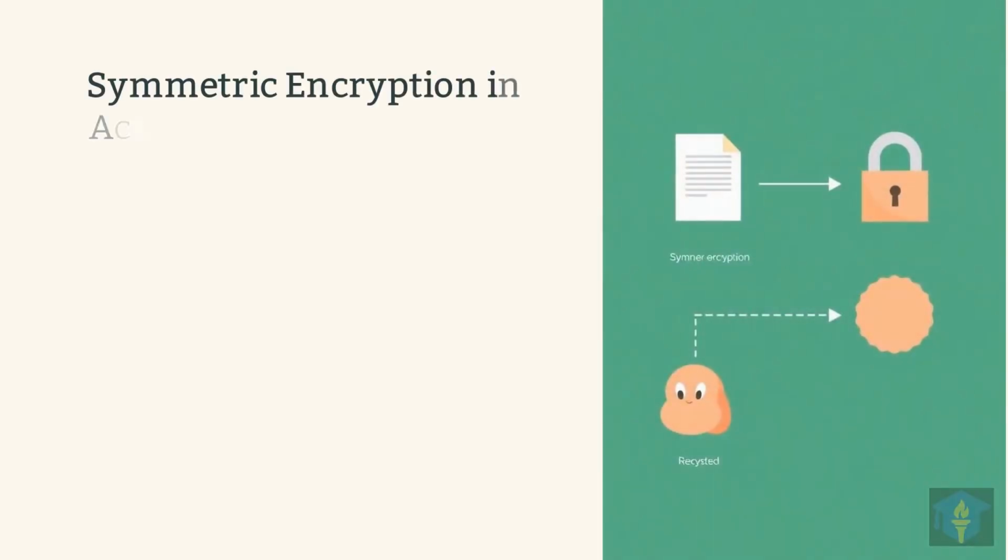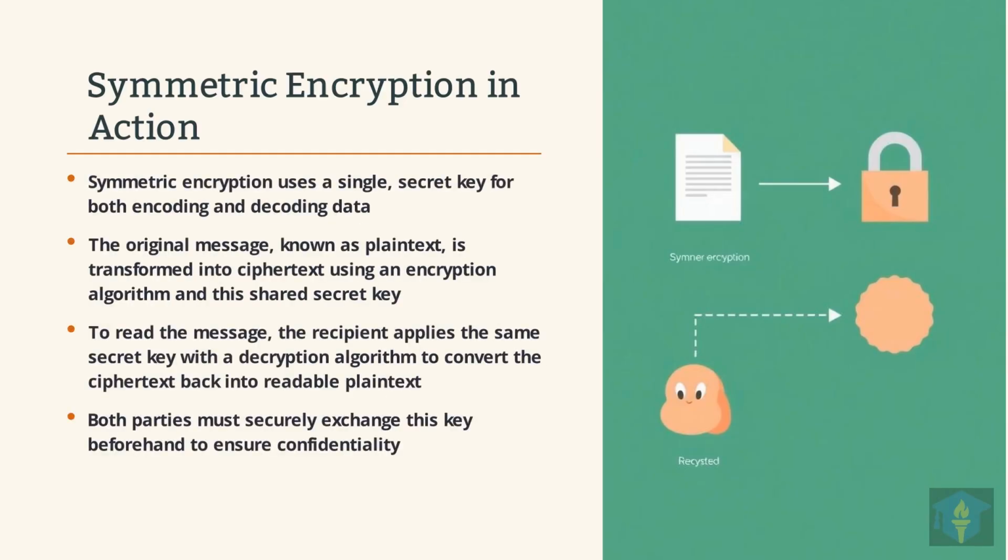Let's delve deeper into symmetric encryption and see how it actually works to protect your data. Symmetric encryption uses one secret key for both encoding and decoding. Plaintext becomes ciphertext, then back to plaintext, requiring secure key exchange.